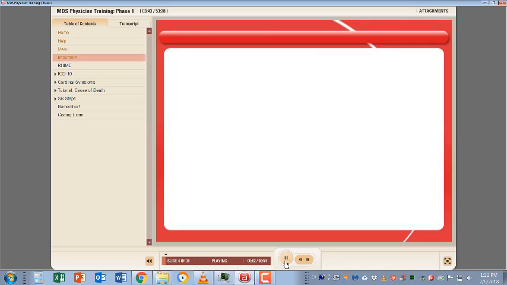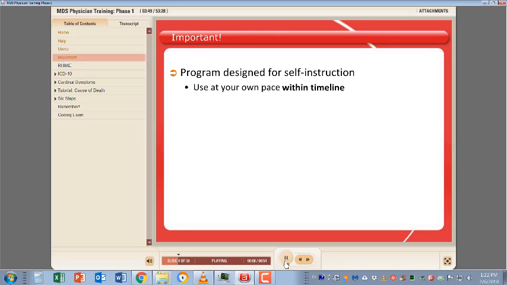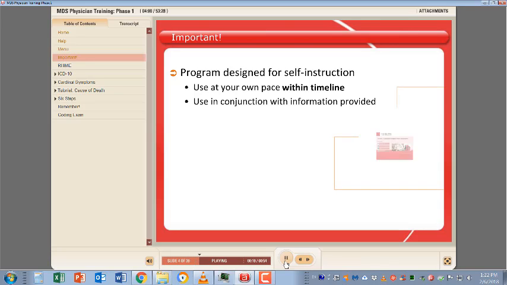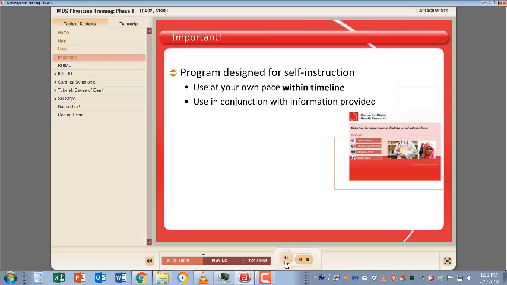Phase 1 is designed for self-instruction and should be used at your own pace within the timeline allowed. The content is intended to be used in conjunction with the extra information provided in the attachments and in the package. Please read each item carefully.